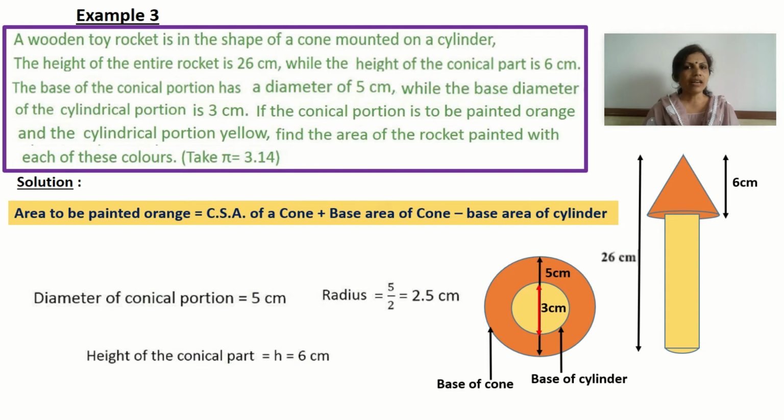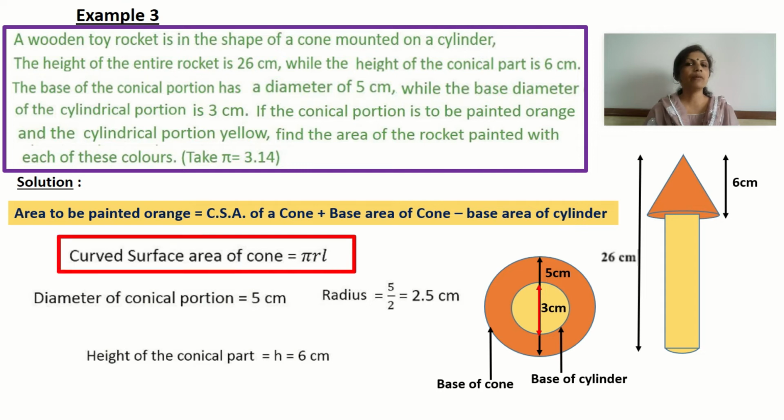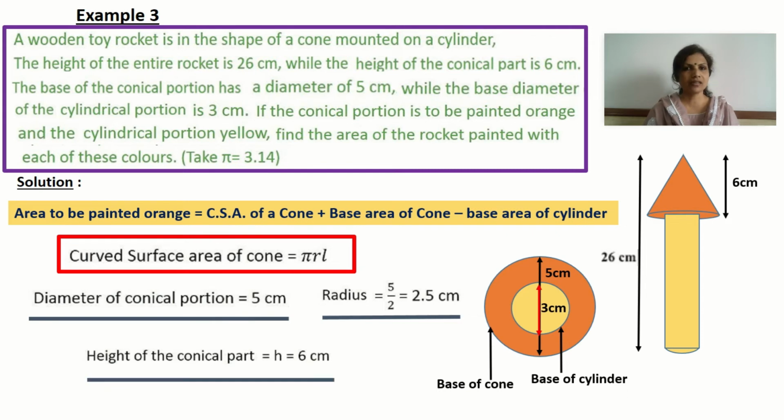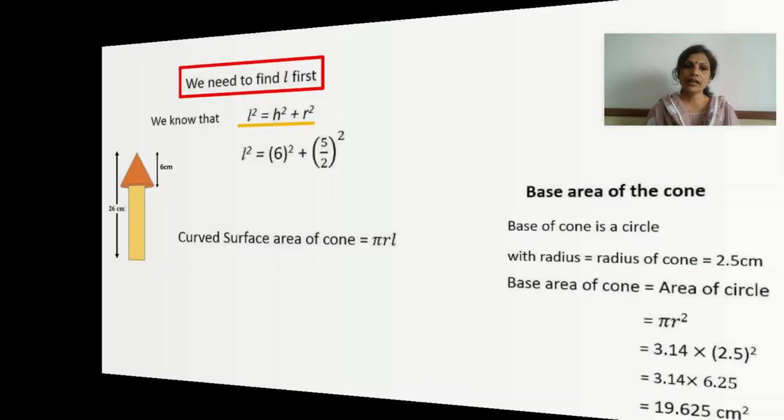So let's start finding the areas one by one. We are first finding the area which should be painted orange in color. Alright, so the curved surface area of the cone, which is given by the formula pi into r into L. Let's see what all is given to us. We are given the diameter of the conical portion as 5 centimeter. So we can find out radius. It is half of the diameter, which is 2.5 centimeter. We are also given the height of the conical part, that is 6 centimeter. But what we need is L, that is the slant height, isn't it? So we need to find out L first.